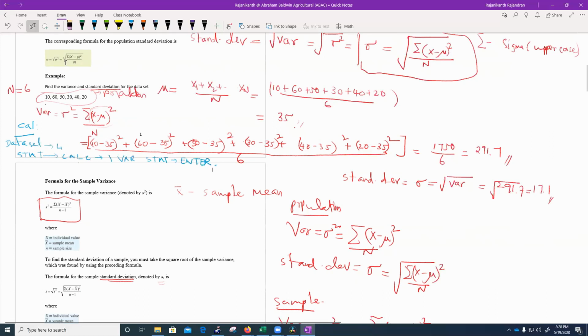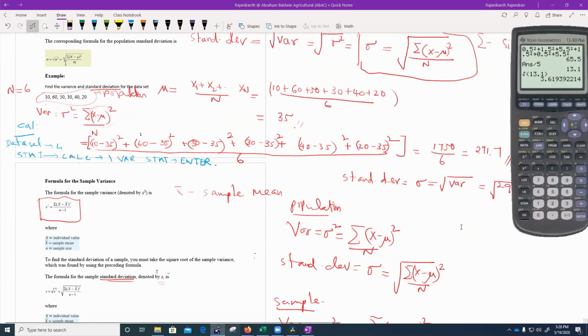So if you do that, let me show that here. Go to stat, edit. Let me clear these. Okay, so I'm entering all the values: 10, 60, 50, 30, 40, and 20. Then I again go to stat, calc, number one, and enter. You got a bunch of numbers here.